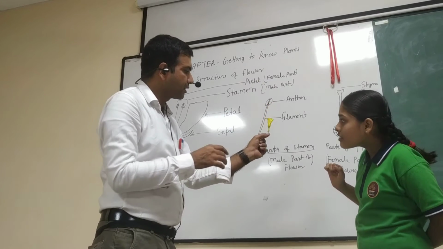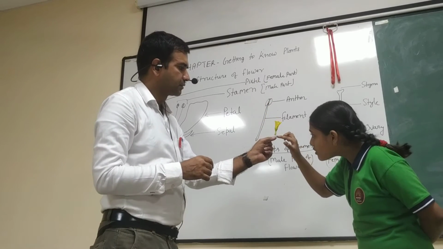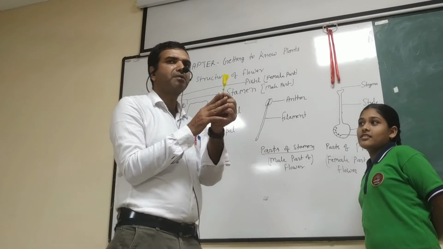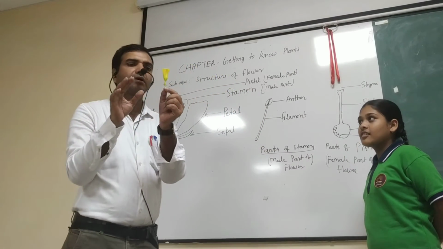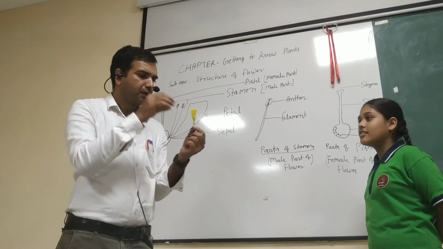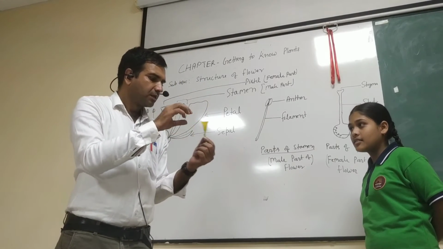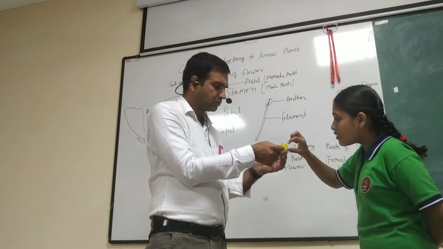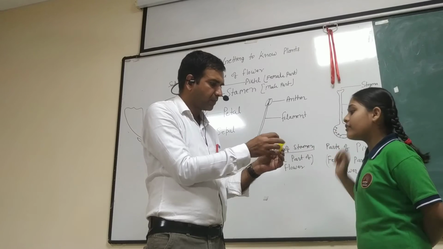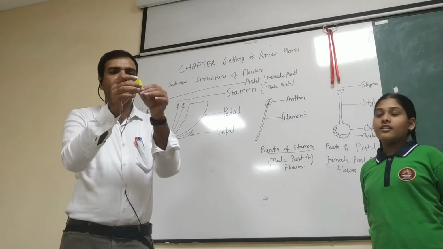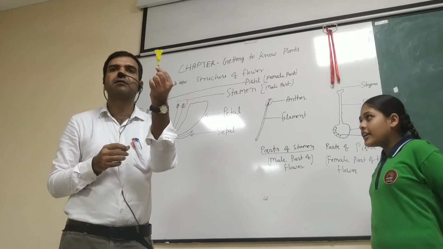Can you count it, beta? Sir, 5. So 5. Number of sepals in this flower is how many? 5. Right? Can you count the petals in this flower? Sir, 5. Yes, it is also 5. So the number of sepals and petals in this flower is equal.